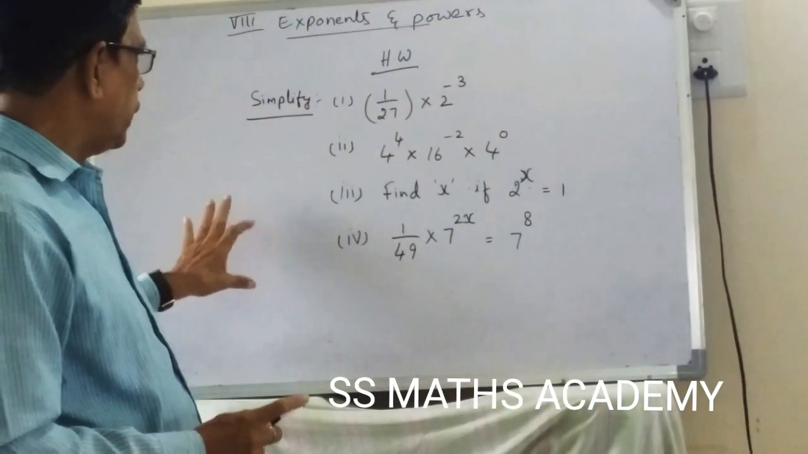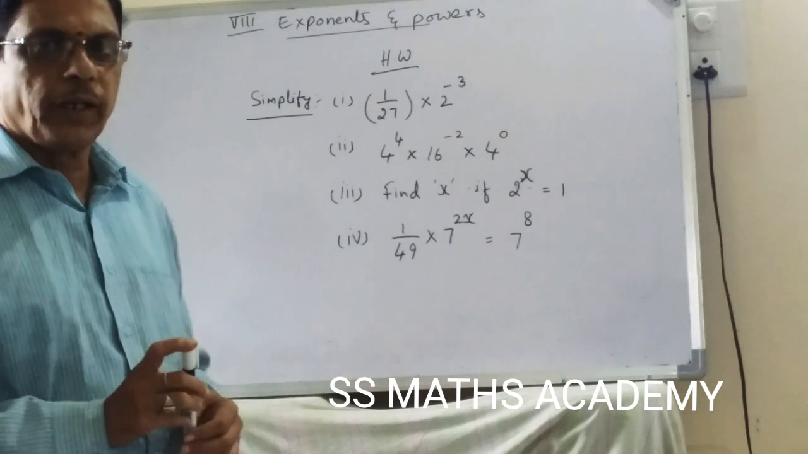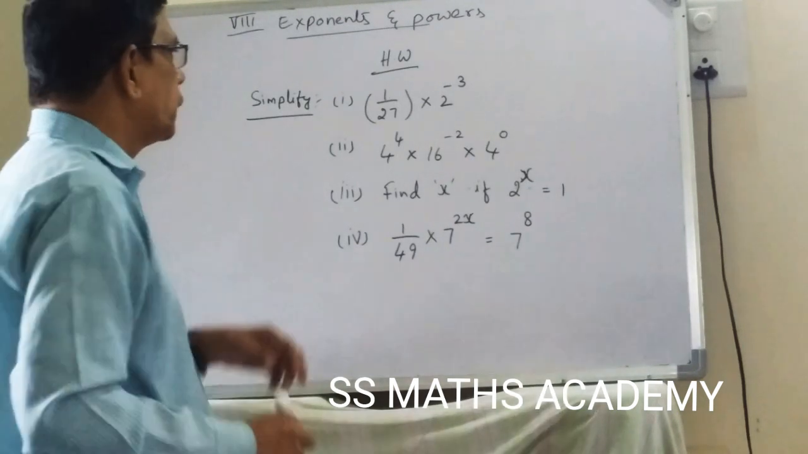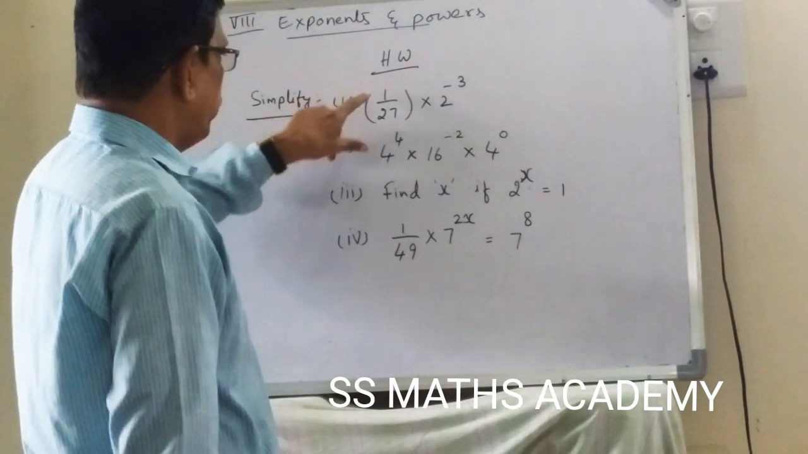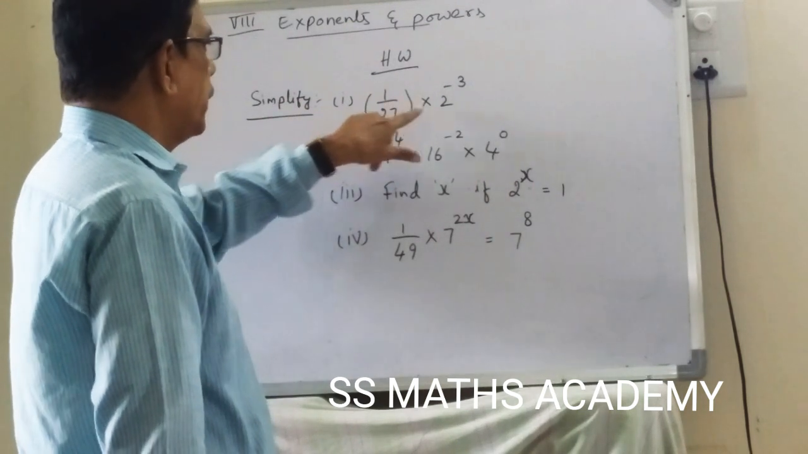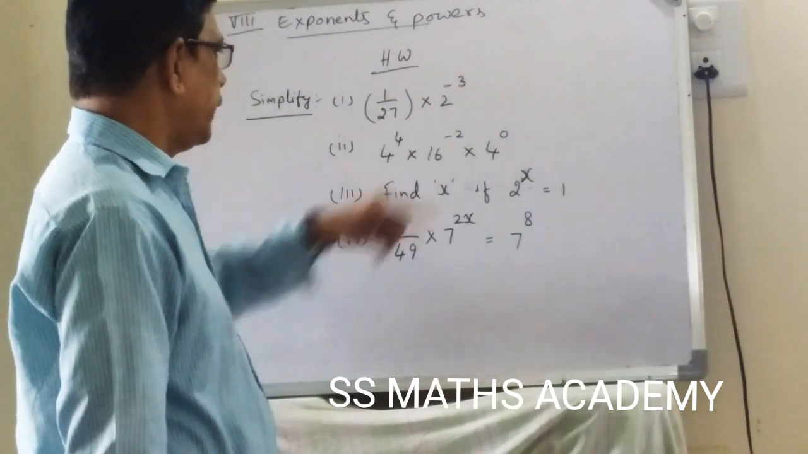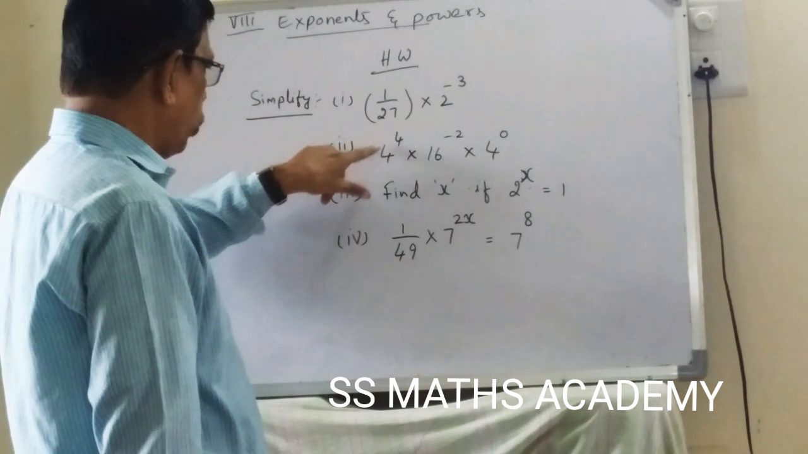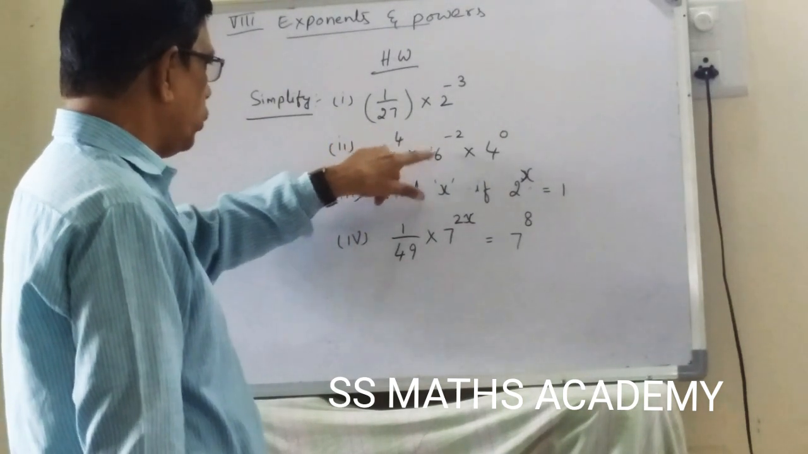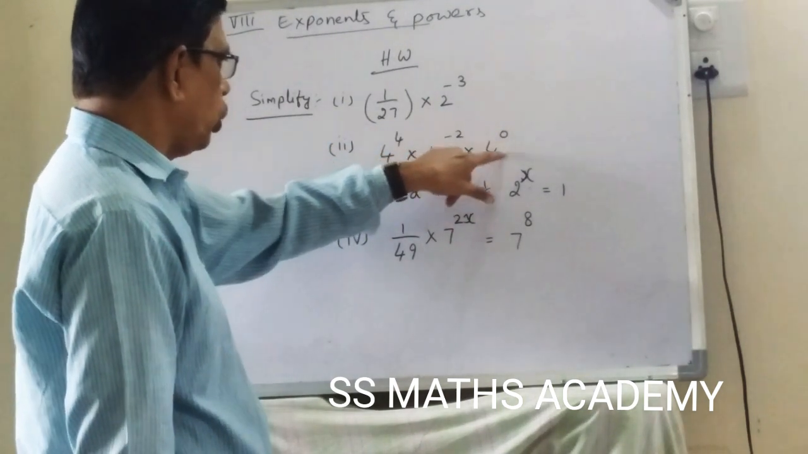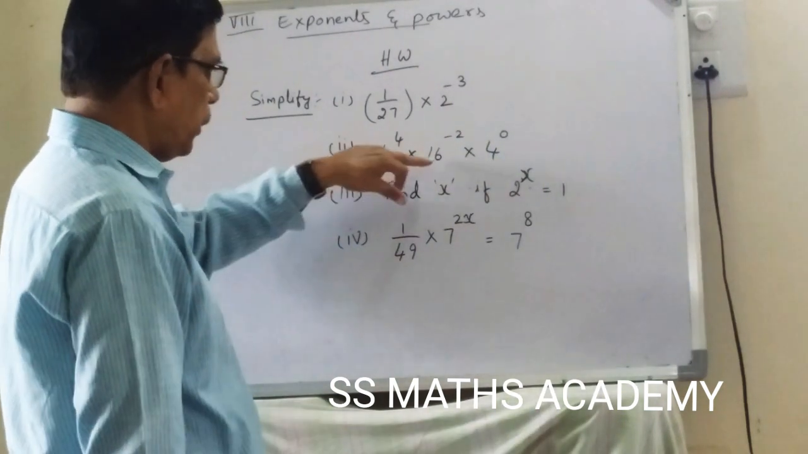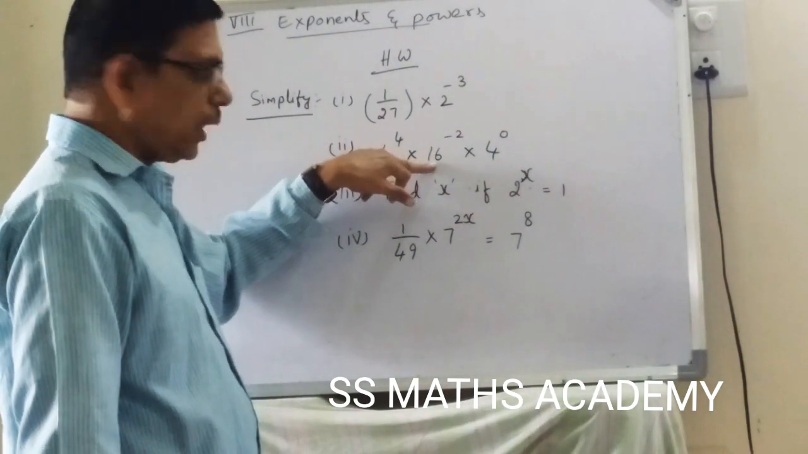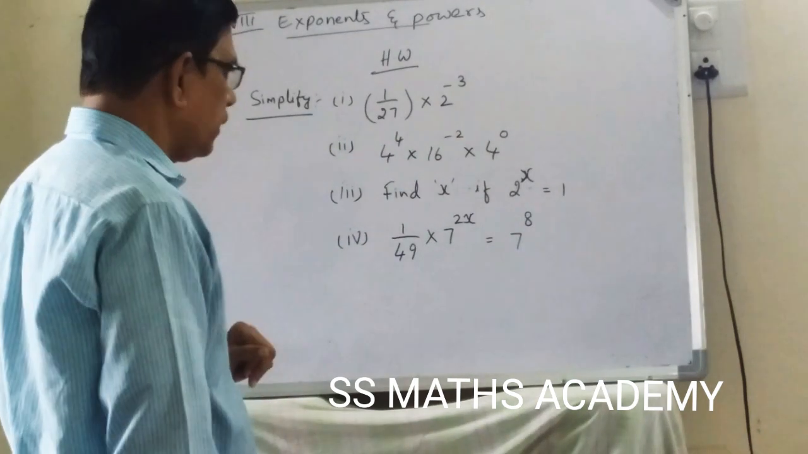Now all of you take these 4 problems as homework and try to do at home. First one is 1/27 into 2 to the power of -3. Second is 4 to the power of 4 into 16 to the power of -2 into 4 to the power of 0. Here convert 16 to base 4, because to make bases equal.